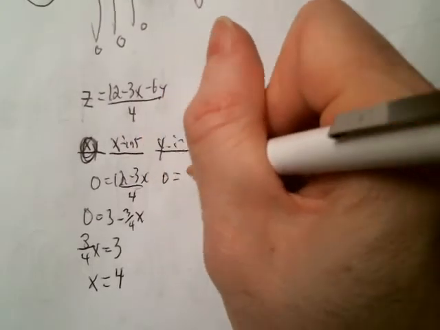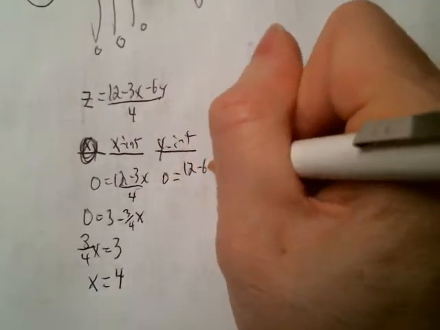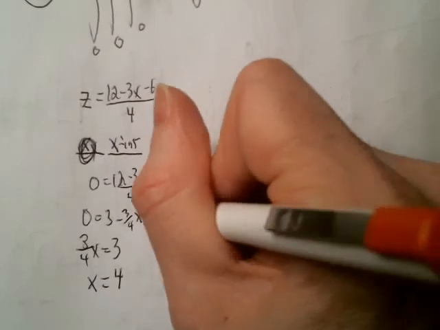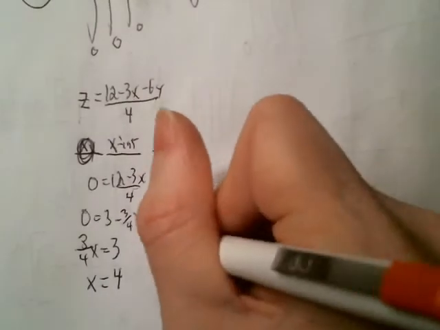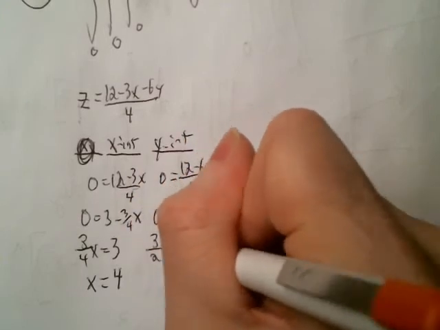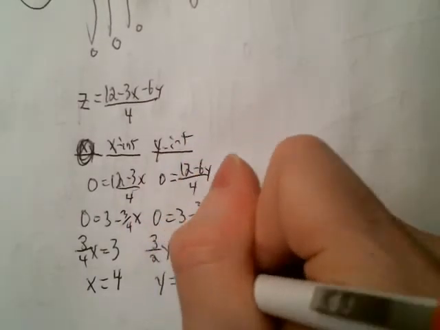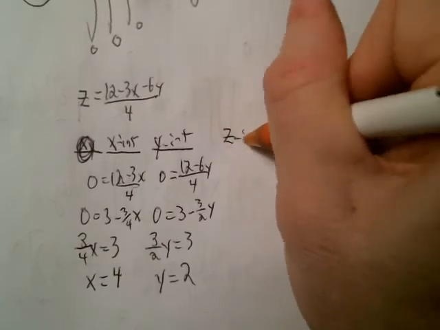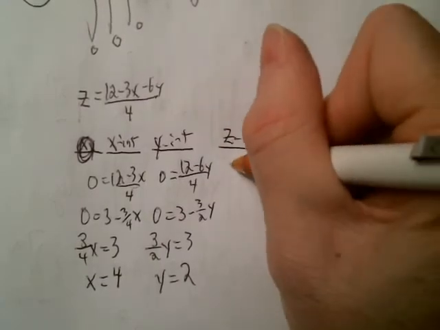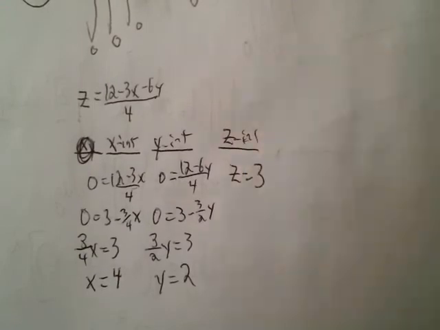So you got 0 equals 12 minus 6y over 4. In other words, 0 equals 3 minus 3/2 y. In other words, 3/2 y equals 3. In other words, y equals 2. And then for the z-intercept, it should just be 12 over 4. So z equals, I guess, 3 again.